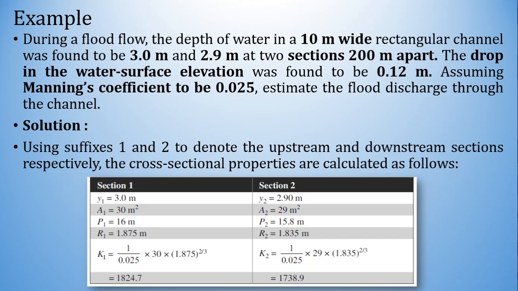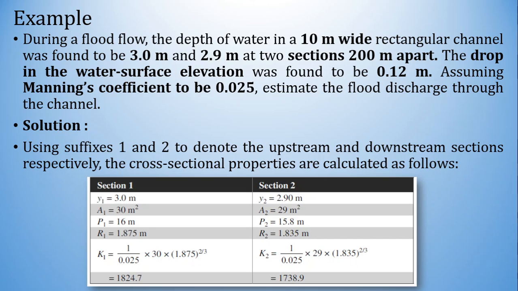So the shape of the channel is rectangular having width equal to 10 meter, and depth of water at section 1 it is 3 meter and depth of water at section 2 it is 2.9 meter. The sections are separated by a distance capital L is equal to 200 meters.